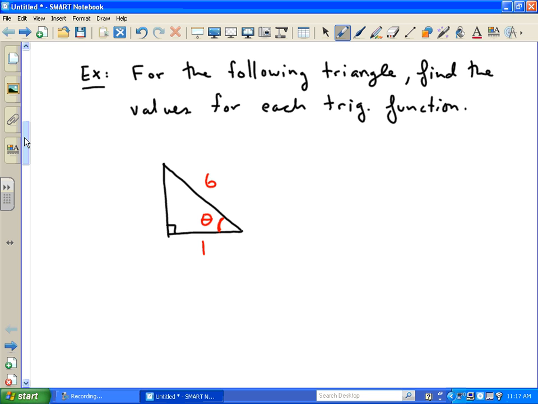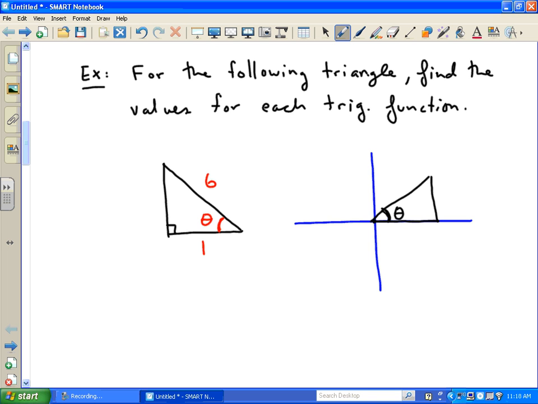You can use those other definitions. Or what I like to do is reorient my triangle on an xy axis. If you want to reorient, you always want to make sure that your theta is right next to the origin. So in other words, I would put one side over here, the right angle up, and then this side over here, and make sure that my theta is right in here.